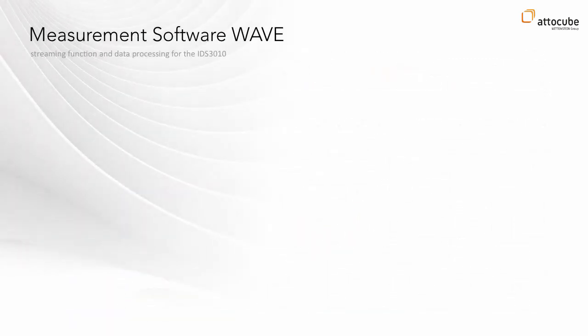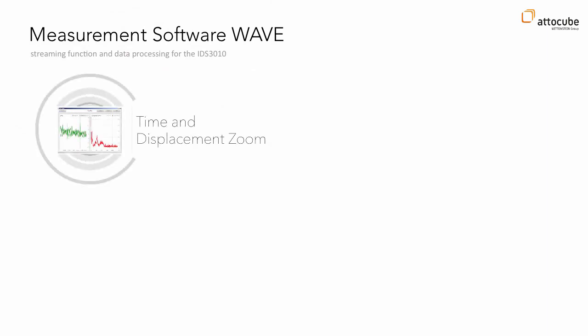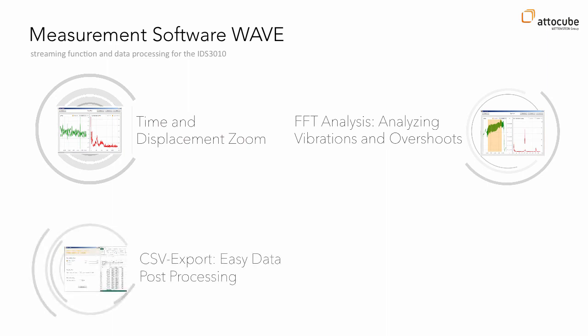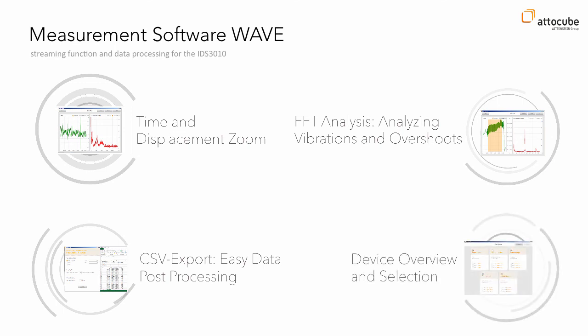Attocube's IDS3010 measurement software package Wave offers a time and displacement zoom, an FFT analysis for analyzing vibrations and overshoots, CSV export for easy data post-processing, and intuitive device overview and selection.